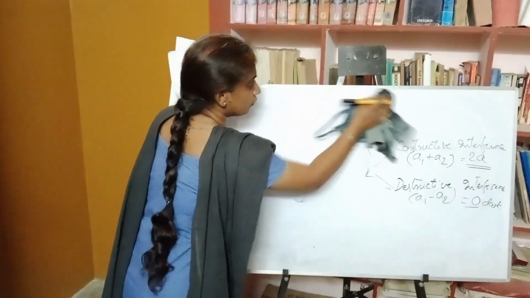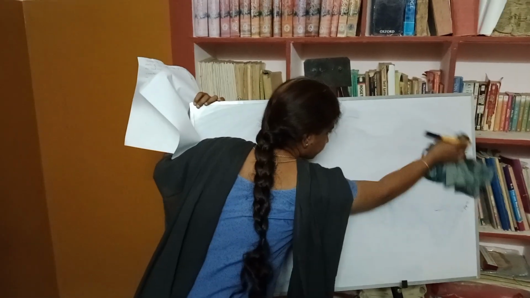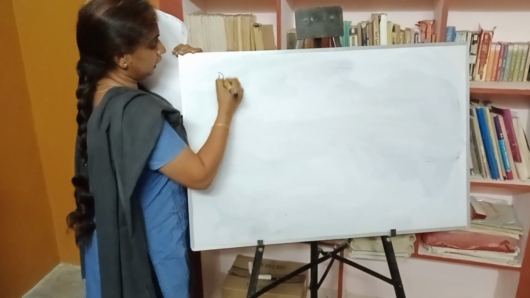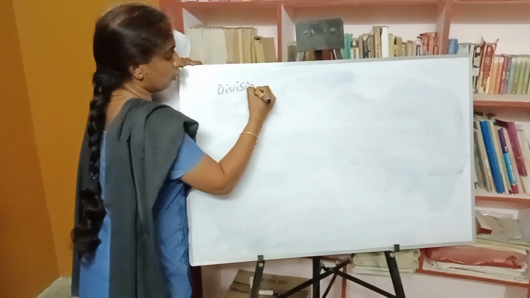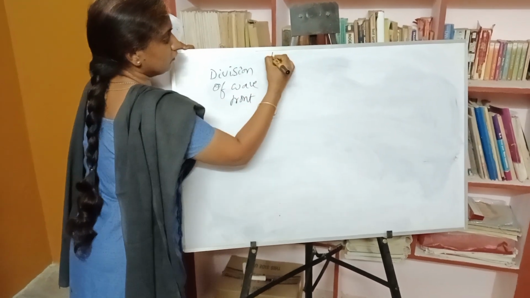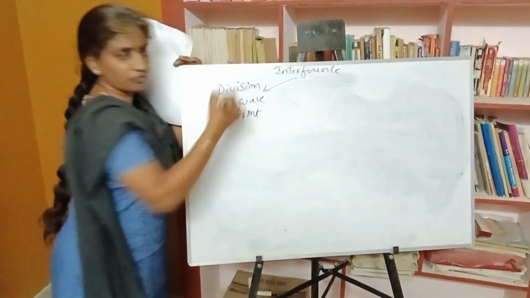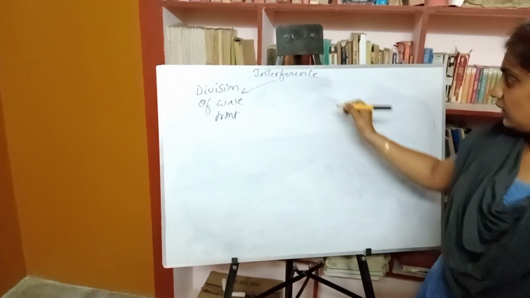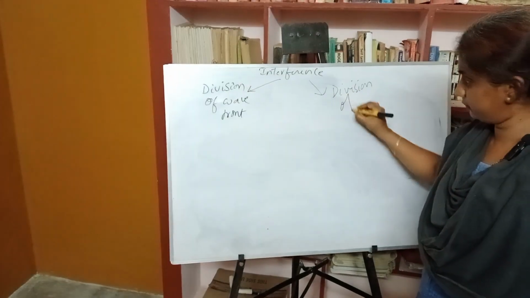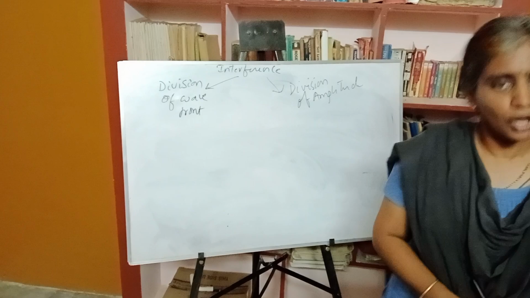Okay, how many types of interference do we have? We have two types of interferences. Let us see about it. What is the first type of interference called? It is called division of wavefront. These are the types of interference. This is called division of wavefront. The other type is division of amplitude: division of wavefront and division of amplitude.